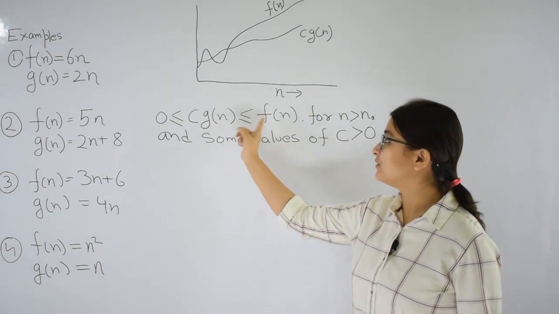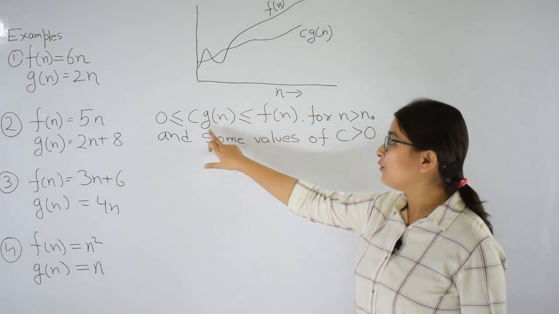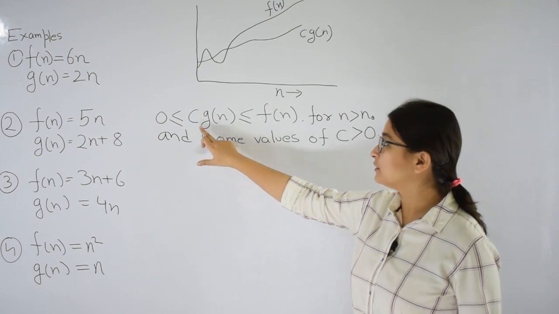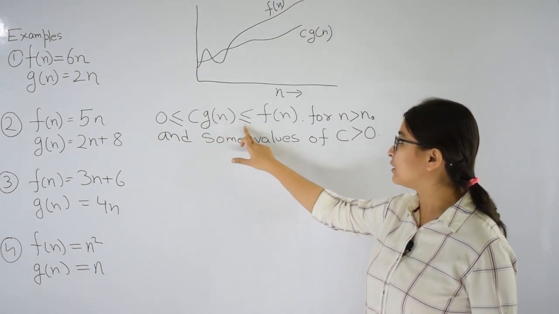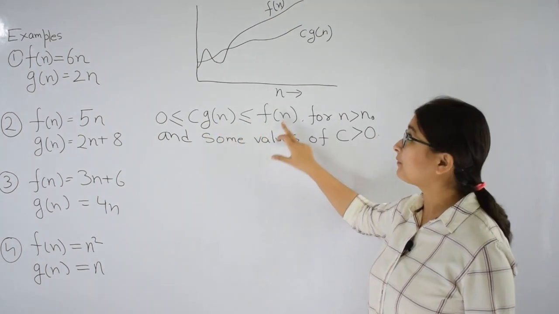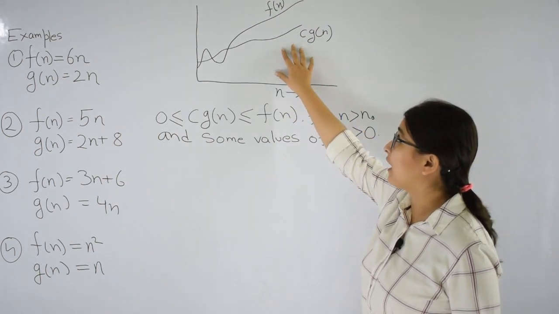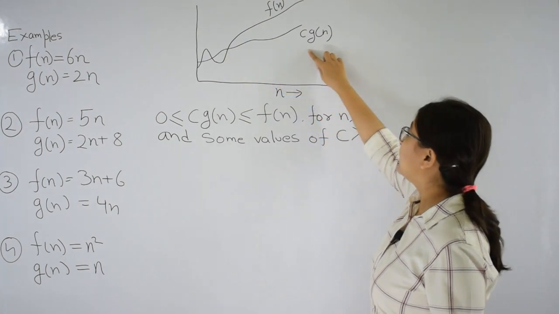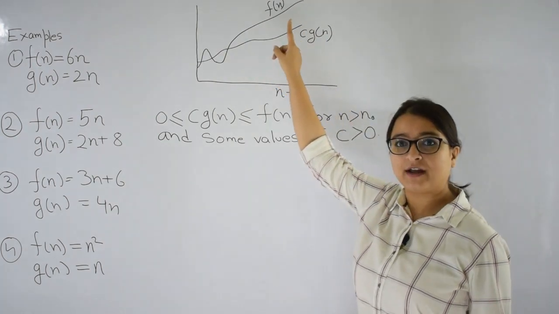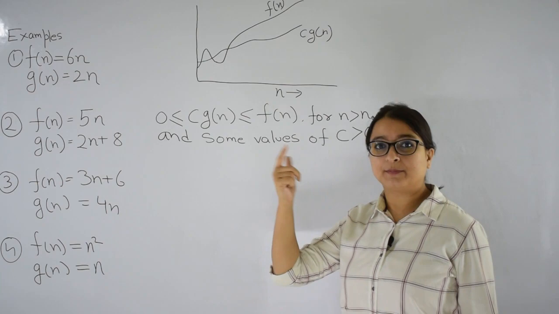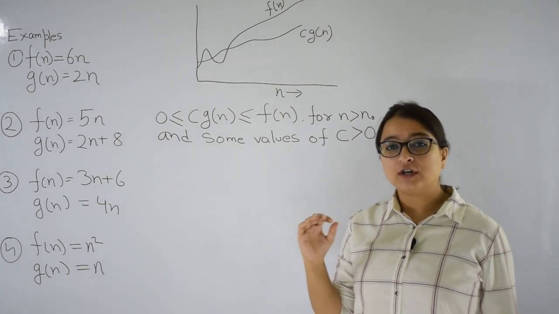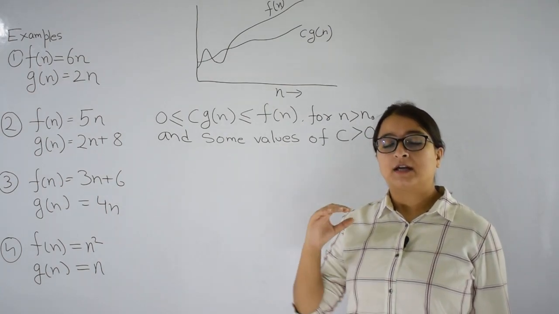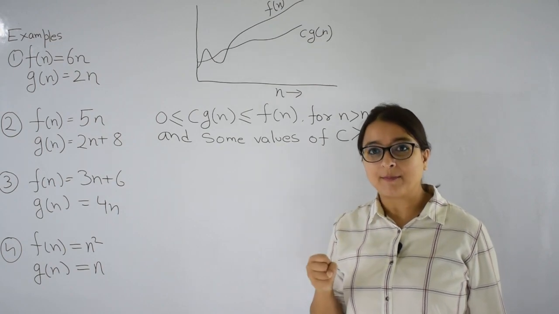Here these things have changed places. Now c into g of n is here, so c into g of n should be less than or equal to f of n. If you look carefully into this graph, you will see now what is happening. C into g of n is lower bounding f of n. In big O notation, g of n was upper bounding. Now g of n is lower bounding.